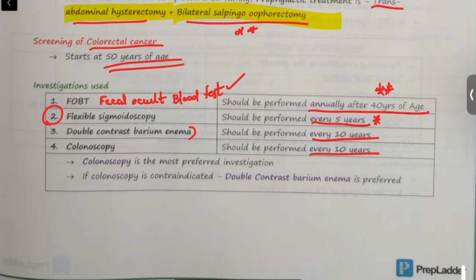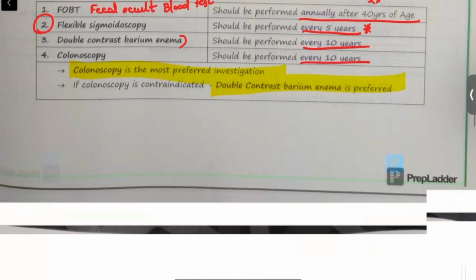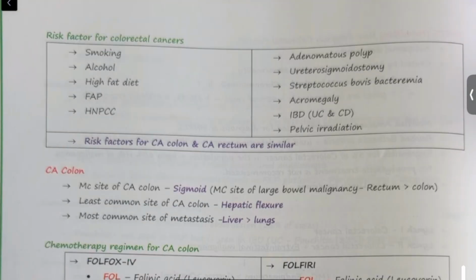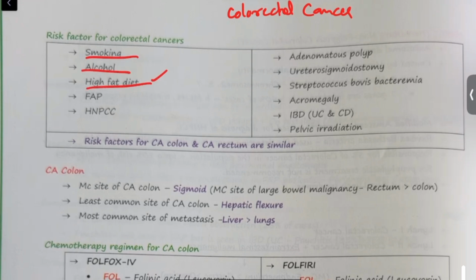So the most preferred is colonoscopy. If colonoscopy is contraindicated, then we'll have to go for double contrast barium enema. So this is how we screen for colorectal cancers. Okay, so what are the risk factors for colorectal cancer? Number one causes: smoking, alcohol, high fat diet, and the other two, neoplastic polyps.